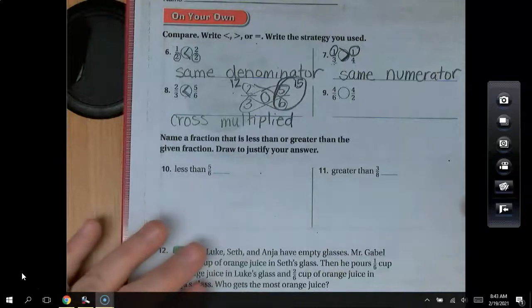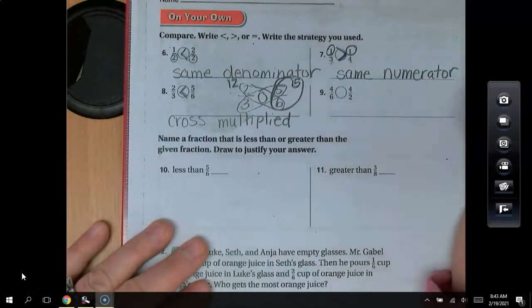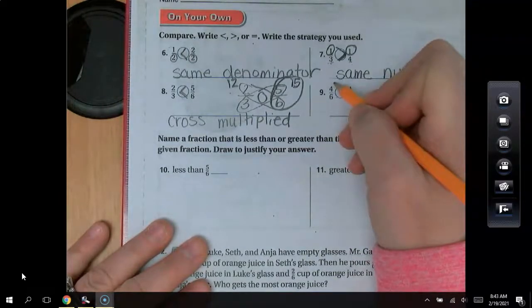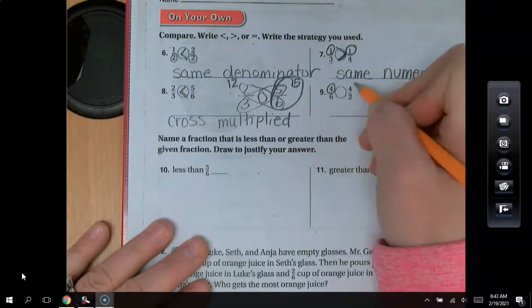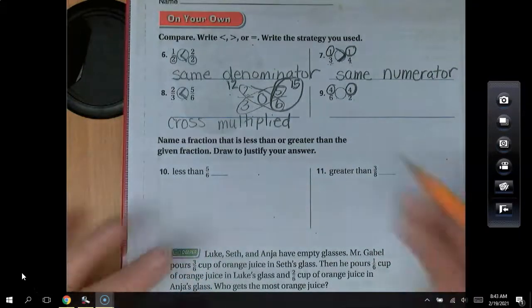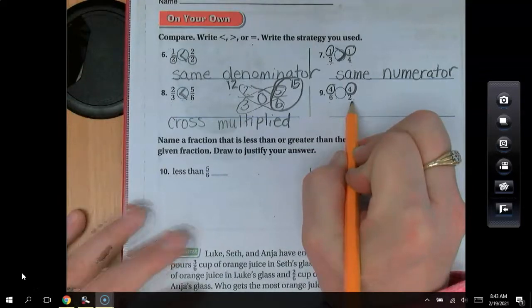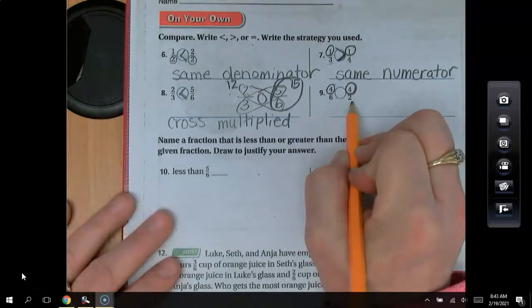Okay, let's look at number 9. We have 4/6 and 4/2. What is the same? Do you see anything that's the same? We do. We have our same numerators. Remember, when our numerators are the same, you have to ask yourself, would I rather share with 6 people or 2 people? Which one would I get my bigger piece of pizza? Sharing with 6 people or 2 people?